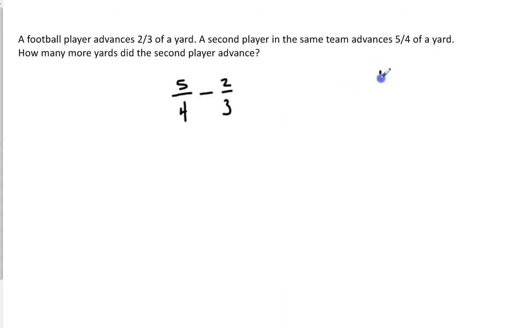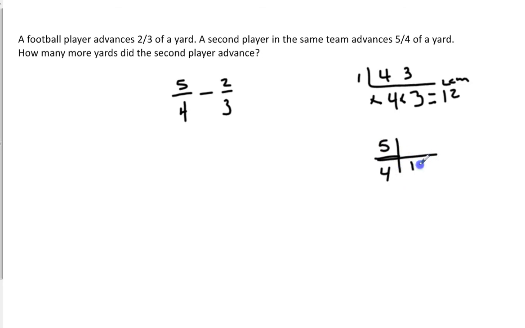I'm going to go ahead and put 4 and 3 inside the ladder. I see they only have a common factor of 1, so basically we're just multiplying them, which becomes 12. That's my least common multiple, which becomes my least common denominator. Both fractions have to be changed to have 12 on the bottom. So I'm going to put both fractions in the ratio table.